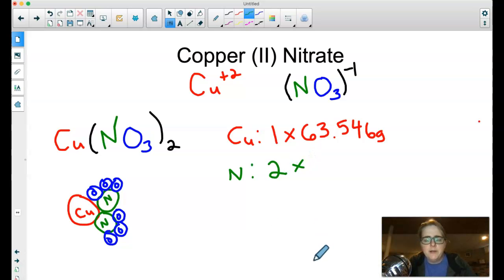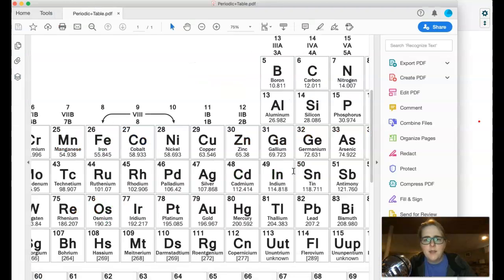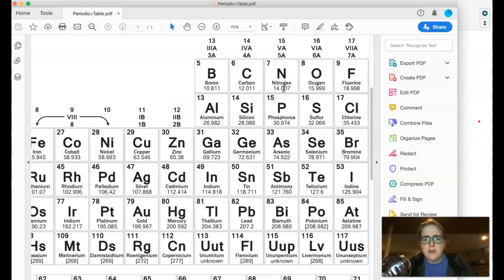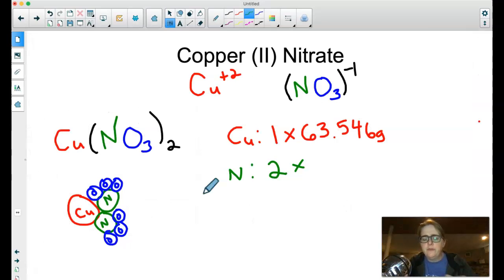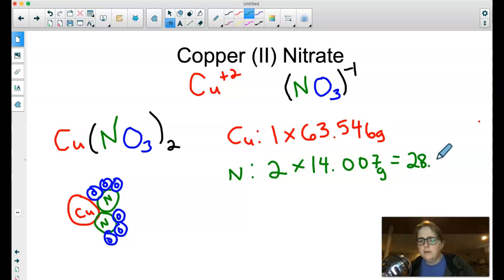Now for the nitrogen, there's 2 of those, so I'm going to do 2 times that. So I go back to my periodic table. Now I find nitrogen. Nitrogen's up here, and its mass is 14.007. So I'm going to do 2 times 14.007 grams, which is 28.014 grams.